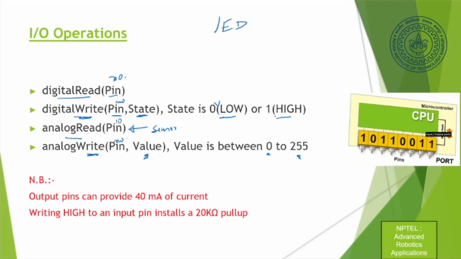Okay, I had an LED. Now the LED is going to blink. Blink means it is going to glow. Let me use the word glow, like a bulb. You can imagine there's a bulb. So this is going to glow.